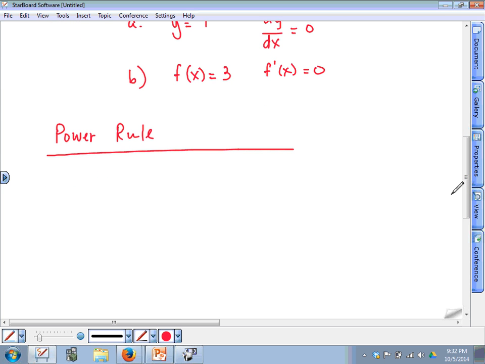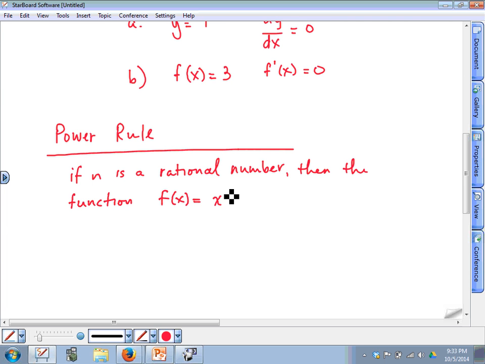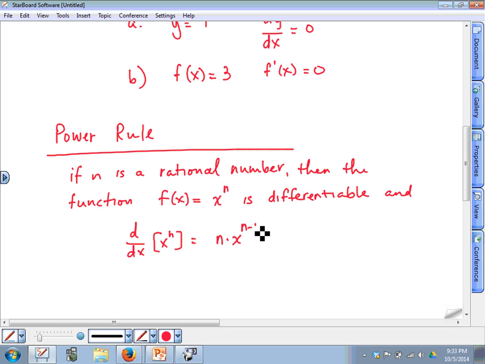A little more widely used. So if n is a rational number, the function f of x equals x raised to the power of n is differentiable, and the derivative with respect to x of x to the n is equal to n times x to the n minus 1.